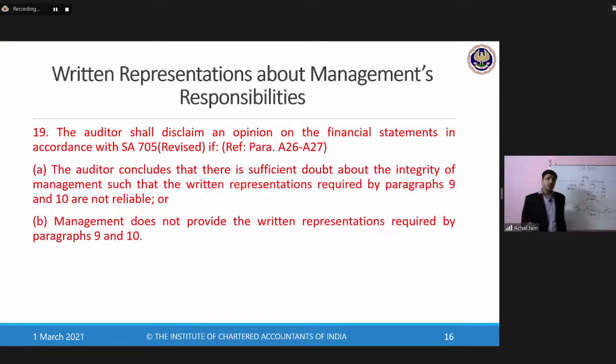Now, around this management representation letter, even though we are currently talking in the context of financial statements, this is not really limited to financial statements. Let's suppose the auditor is doing a tax audit. Tax audit is another thing we'll cover later on. There again, the auditor is required to obtain this rep letter from the company. Let's suppose the auditor is doing a GST audit. There again, the auditor is required to obtain this written representation letter. Let's suppose the auditor has done some certification for the company, any sort of certification. There again, the auditor is required to obtain the written representation letter from the company.